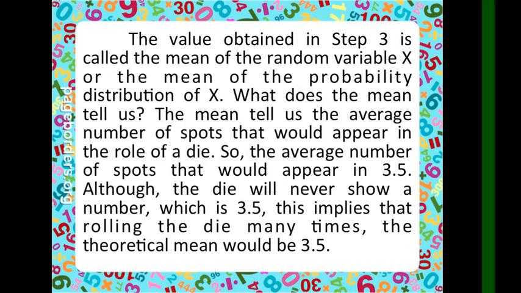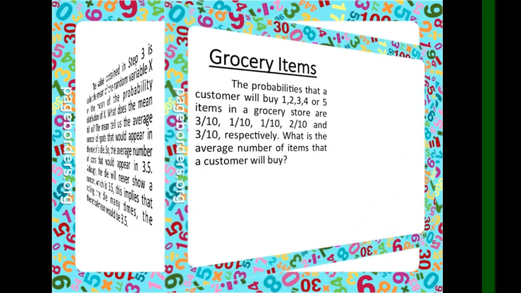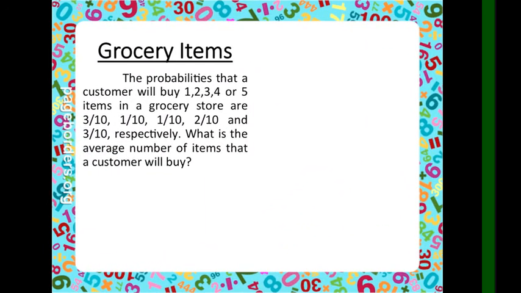So 3.5 daw. Although the die will never show a number which is 3.5. This implies that when rolling the die many times, the theoretical mean that will appear is 3.5. So wala ka naman kasi makikita talagang 3.5, di ba? Sa die, exact number sila, 1, 2, 3, 4, 5, 6. Pero ang sinasabi lang ng theoretical mean is that 3.5 daw yung pwede mong makuhang number of spots upon rolling a die. Okay?